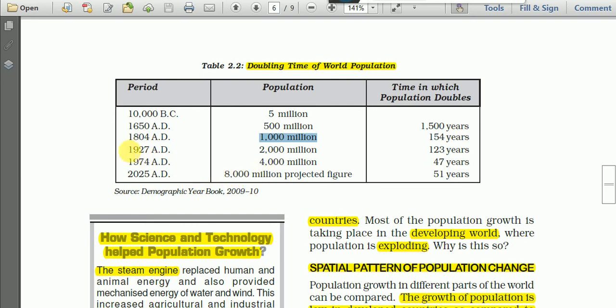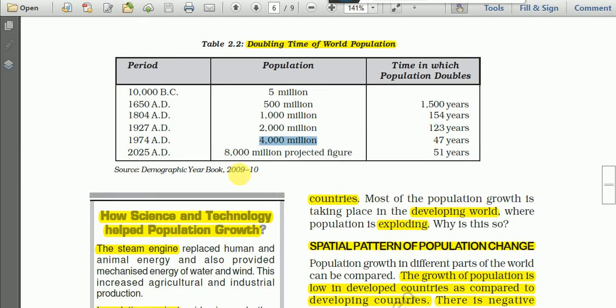Likewise, in the year 1927, the population of the world was 2,000 million. That means to become double, it took 123 years. Then in the year 1974, the world population became 4,000 million. That is only 47 years, that is 1974 minus 1927 is 47 years. The world population in 1927 was 2,000 million. Now in 1974, it became double, that is 4,000 million within 47 years.